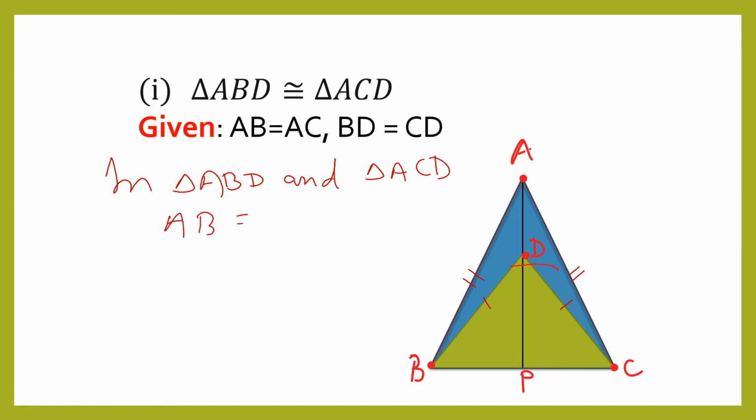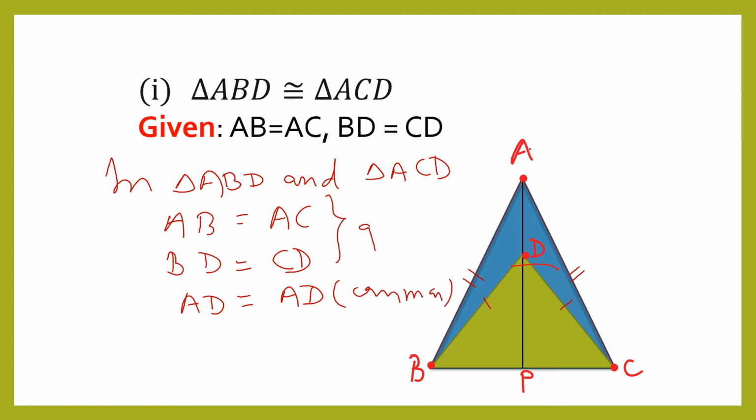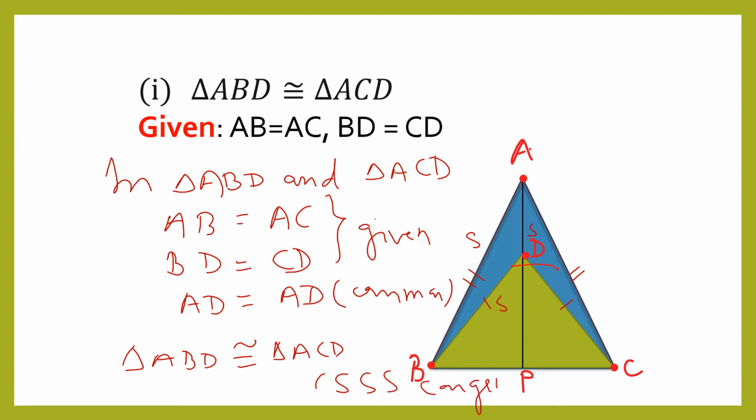Yes, of course, AB is equal to AC, already given. In triangle ABD and ACD, what else can you observe? Yes, BD is equal to CD. Can you find out the third thing? Yes, by reflexive property, we can write AD is equal to AD, which is common in both triangles. They are all sides. So triangle ABD is congruent to triangle ACD by SSS congruence condition. So your first part is done.